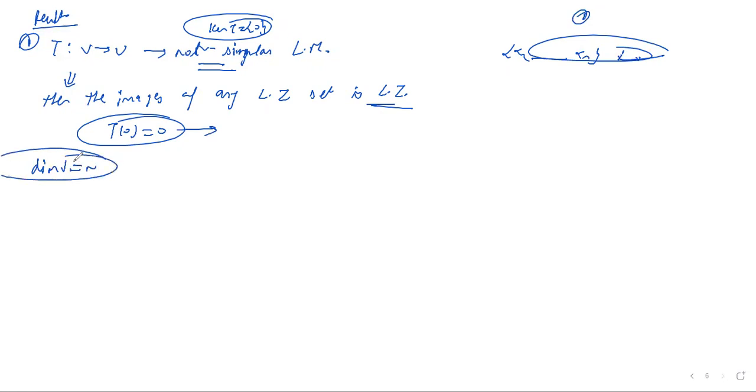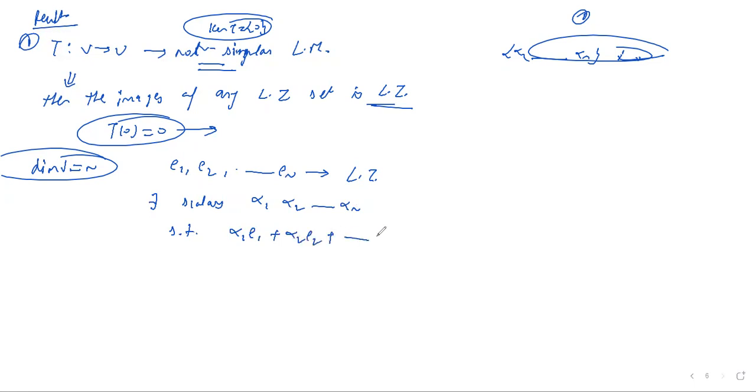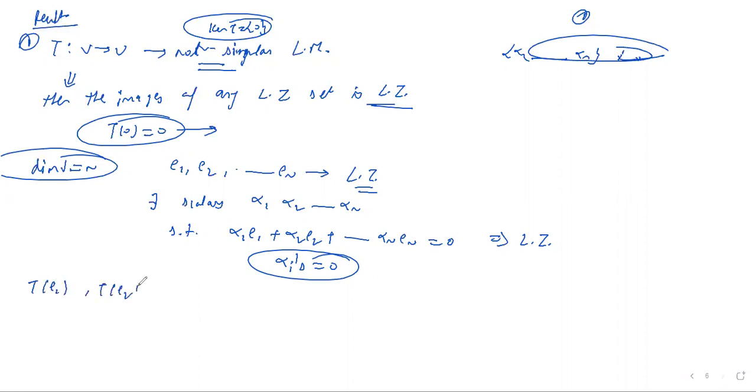Then let's consider that the dimension of V is equal to n. As these are linearly independent, let's consider that e1, e2 to en are the standard basis vectors of this linearly independent set in V. For this linearly independent set, there exist scalars alpha 1, alpha 2 to alpha n such that alpha 1 e1 plus alpha 2 e2 to alpha n en, the linear combination, equals 0, and as these are all linearly independent vectors, all our alphas equal 0. Now let's see the corresponding images of these vectors, that is Te1, Te2 to Ten.